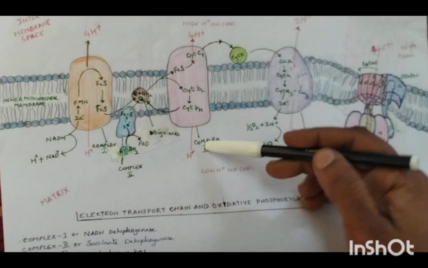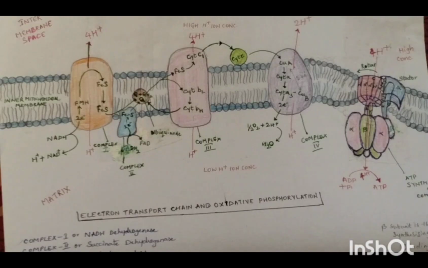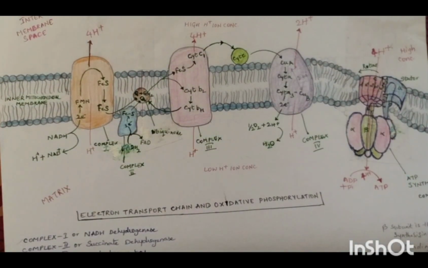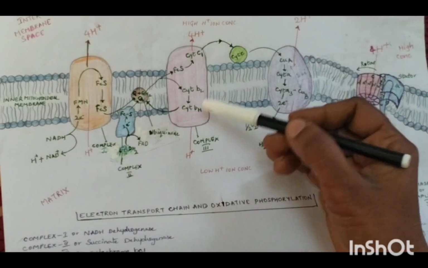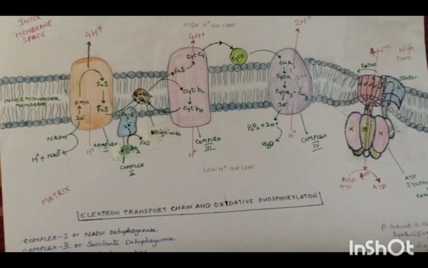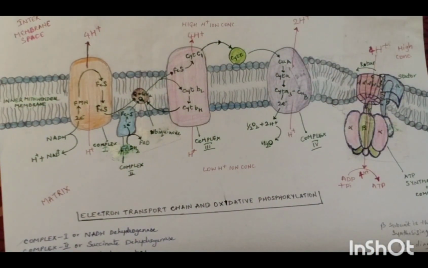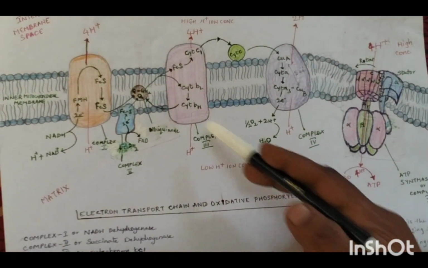Now coming to complex 3. Complex 3 passes electrons from reduced coenzyme Q to cytochrome C. It consists of 4 redox cofactors: 2 B-type hemes, bL and bH, and a C-type heme, c1, and two Fe-S clusters.